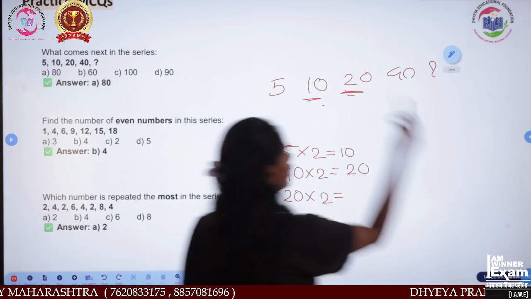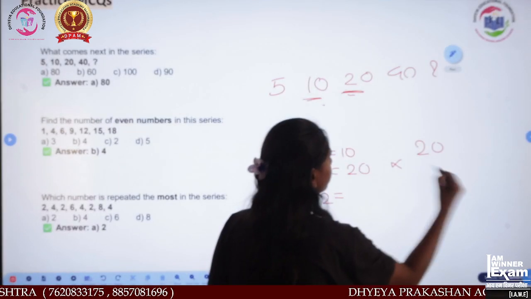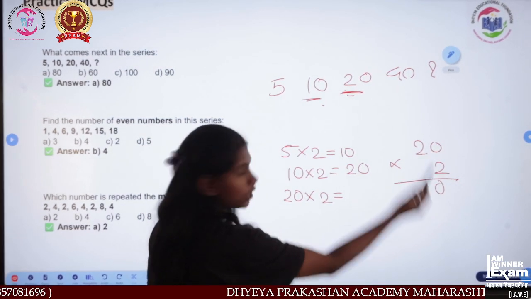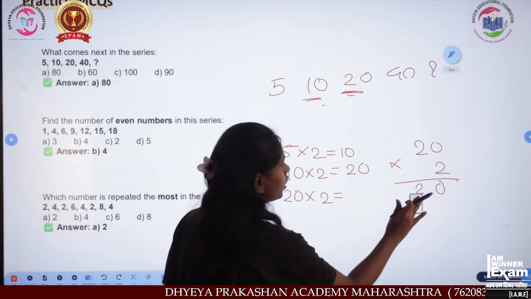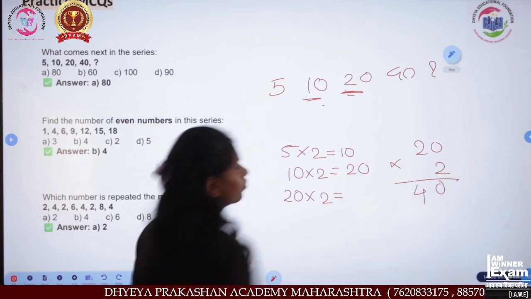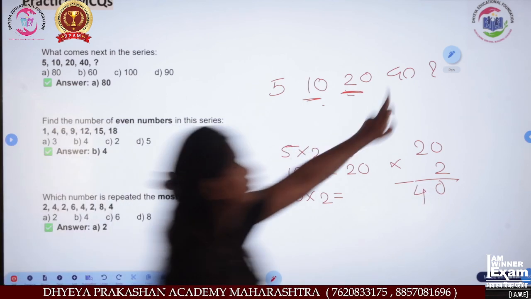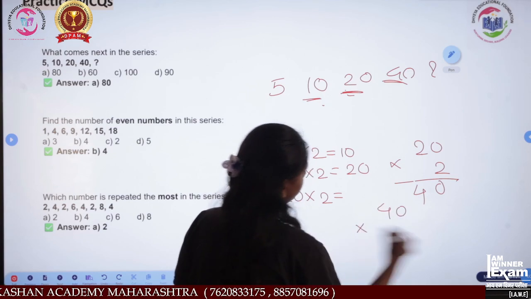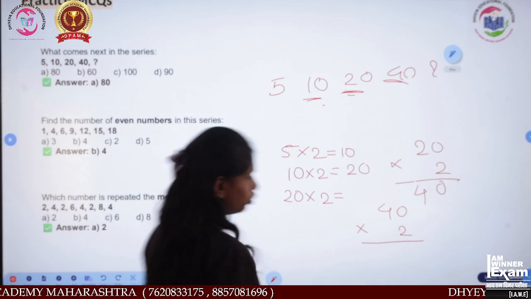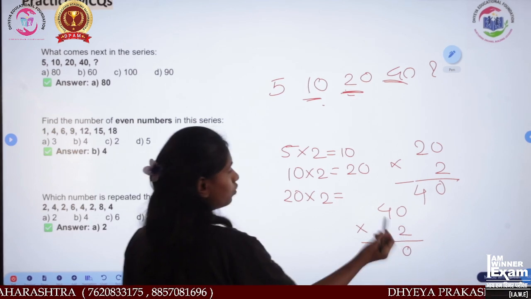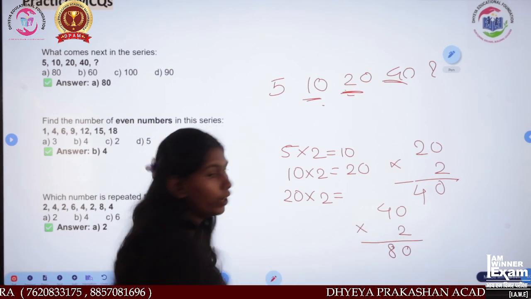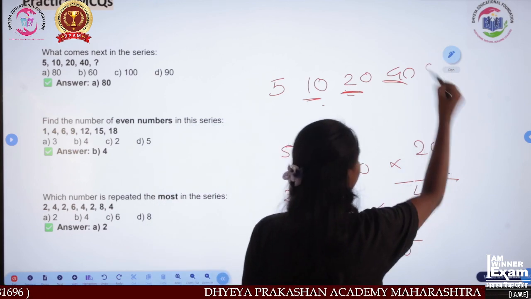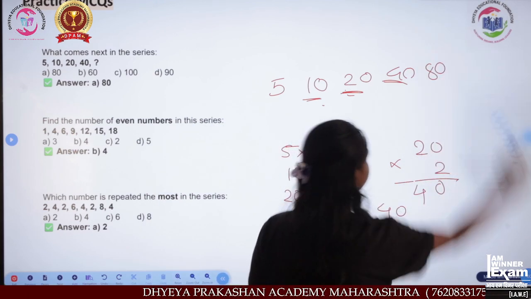Let's take this 20 and multiply it with 2. So here 2 zeros are 0 and 2 twos are 4. So we got 40. Now let's take this 40 and multiply it with 2. So 2 zeros are 0 and 2 fours are 8. Okay, so we got 80 here. Now what should be here? Here should be 80.